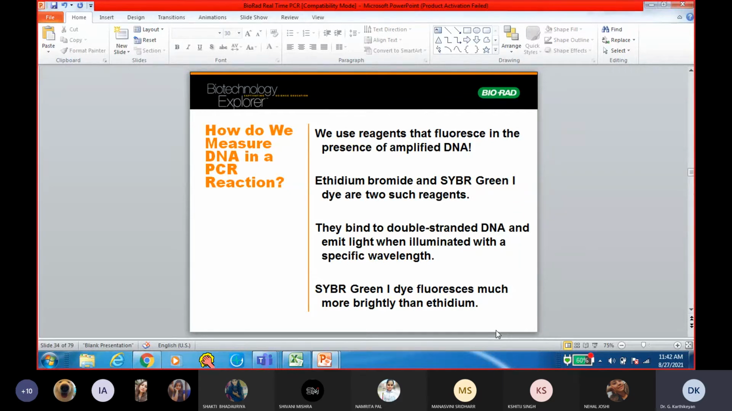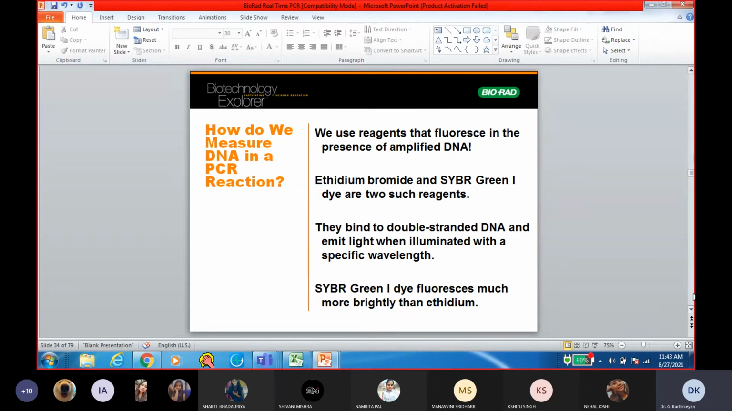Okay, so SYBR Green dye fluoresces much more brightly than ethidium bromide. Ethidium bromide is still commonly used. In fact, in our university, in our classrooms, we still use ethidium bromide. Okay, but the way it used to be used earlier is very different. Nowadays, we use extremely tiny amounts of ethidium bromide to visualize it, which is fairly effective. Okay, but it is not possible to use ethidium bromide for quantifying in a real-time PCR environment. So people started using SYBR Green.